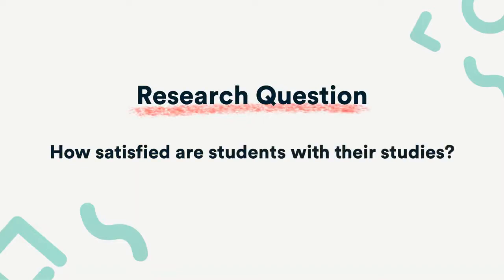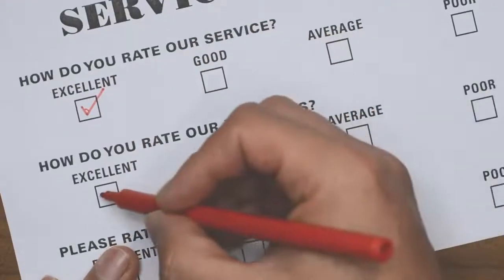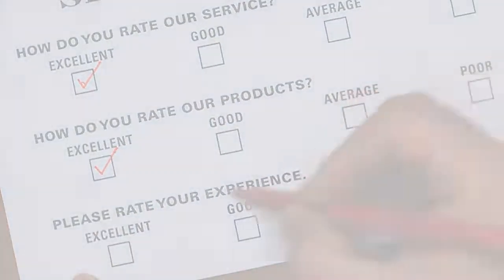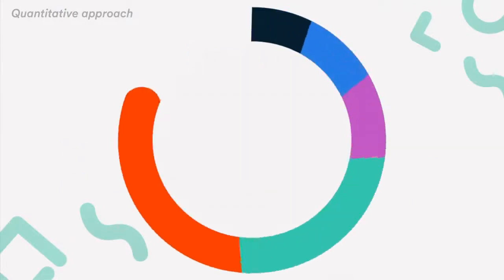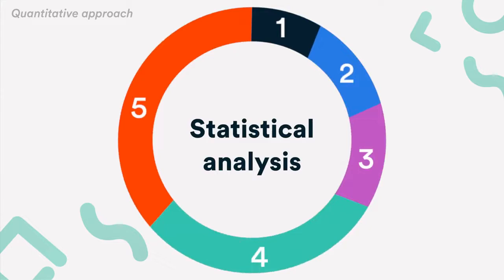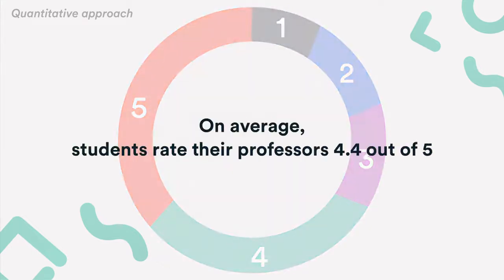Let's see how it applies in a concrete example, shall we? Say we want to find out how satisfied students are in their studies. I'll show you how both approaches can answer this question. If I'm taking the quantitative approach, I can survey 300 students at the university and ask them questions like, on a scale from 1 to 5, how satisfied are you with your professors? With the collected data, I will run a statistical analysis and draw conclusions that might sound something like, on average, students rate their professors 4.4 out of 5.